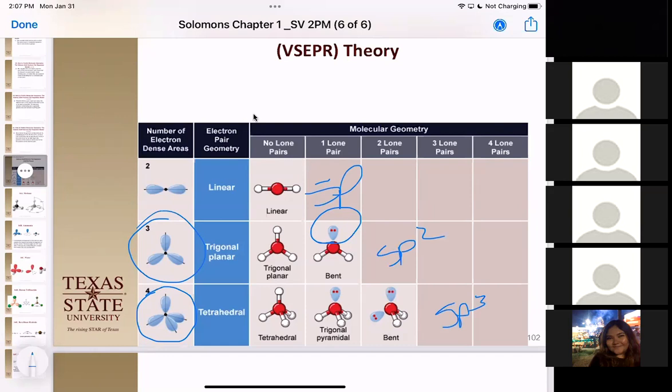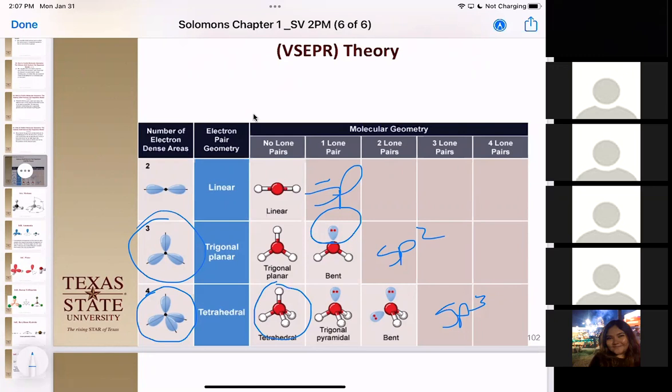Does that mean it's going to have 4 bonds? No. It depends on how many valence electrons we have. So we need to pay attention to what the hybridization is and how many electrons we have to play with. And if we have all 4 of these bonded, we call that tetrahedral. So the electronic structure and the molecular structure are the same, okay?